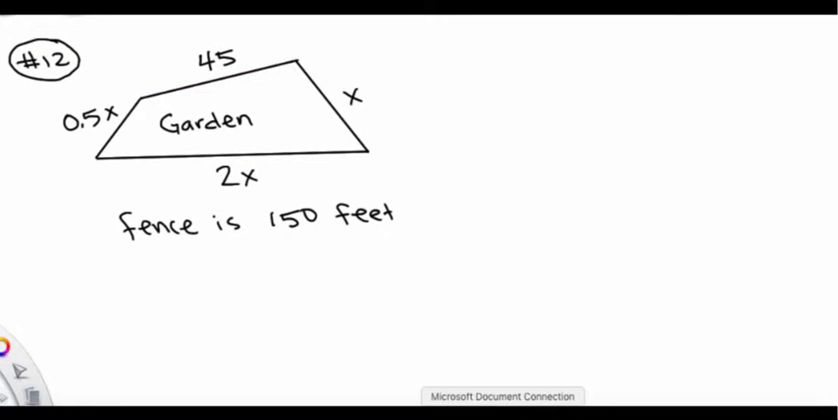All right, this is number 12. A 150-foot fence encloses a garden. What is the length of each side of the garden? So they've given us the side lengths along each side. So we know that the total of the side lengths is 150, and we have to sum up all the rest of the side lengths to equal that 150.